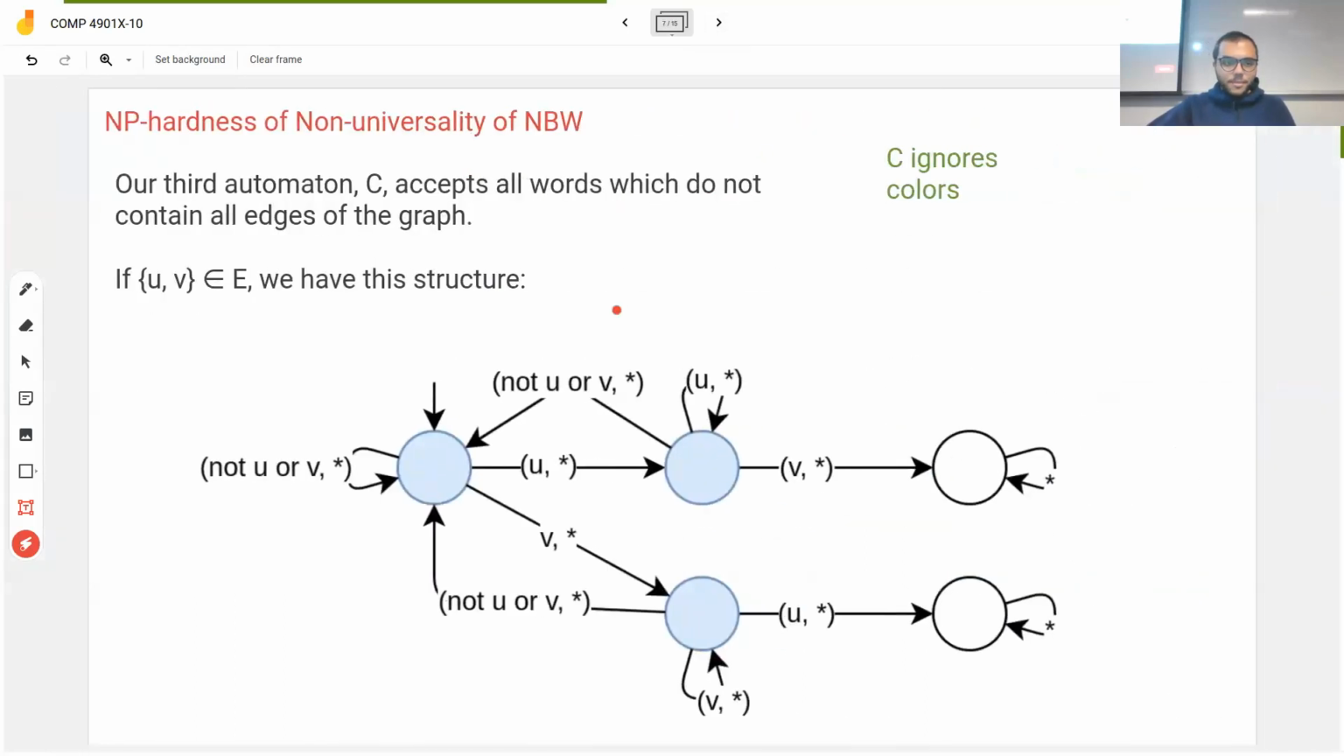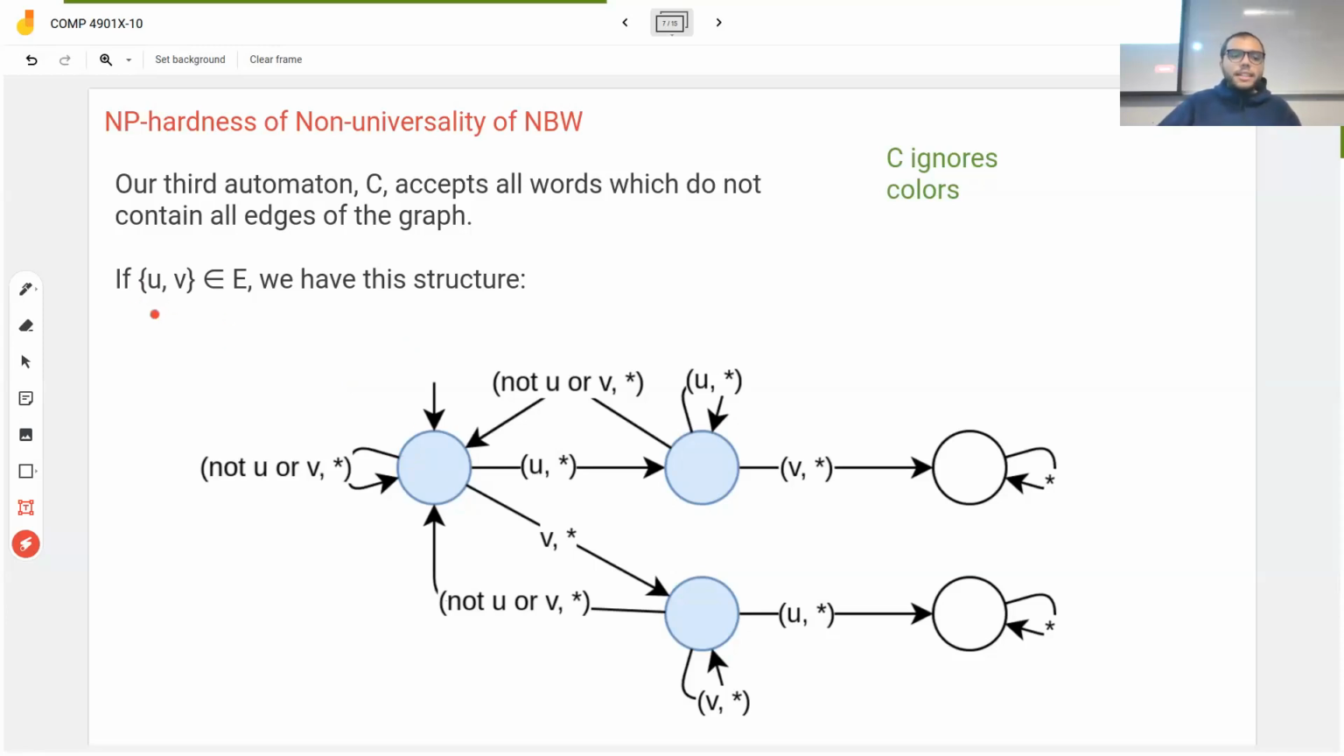Nice. Next one. So I want my next automaton C to accept all the words which do not contain all the edges of the graph. Okay, so this one is again ignoring the colors. Because if I have an infinite path, there are two cases. Either it sees all the edges of the graph or it misses some edges. And I want to accept those paths that miss at least one edge. Again, it's kind of similar. I mean, it looks more complicated, but it's actually very similar.